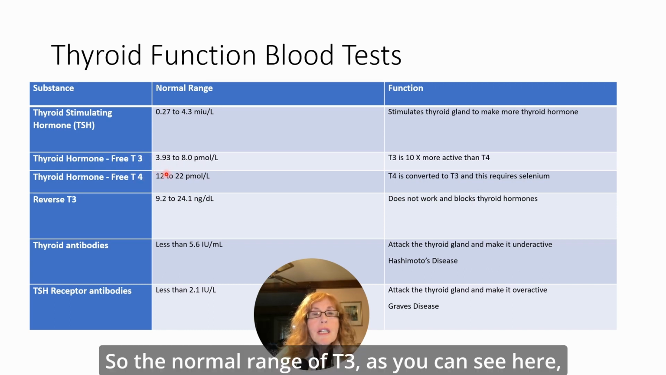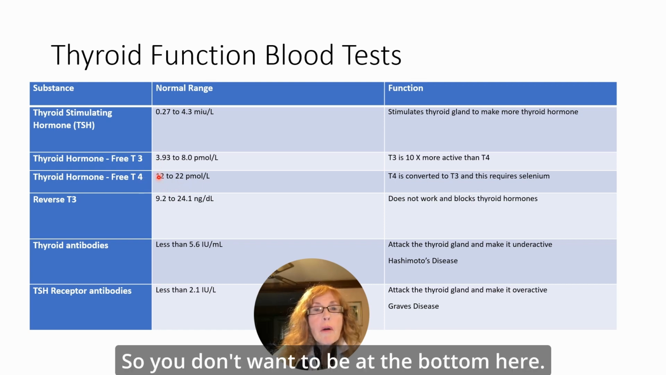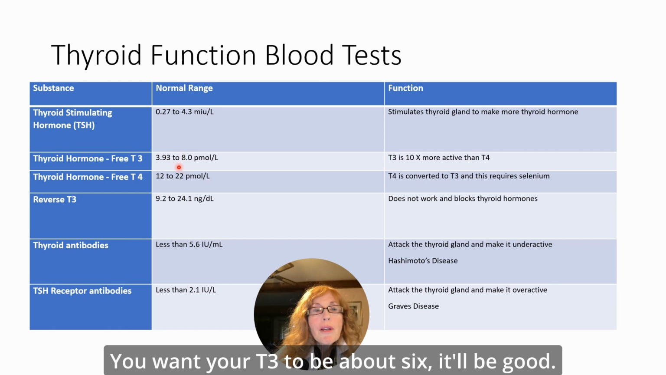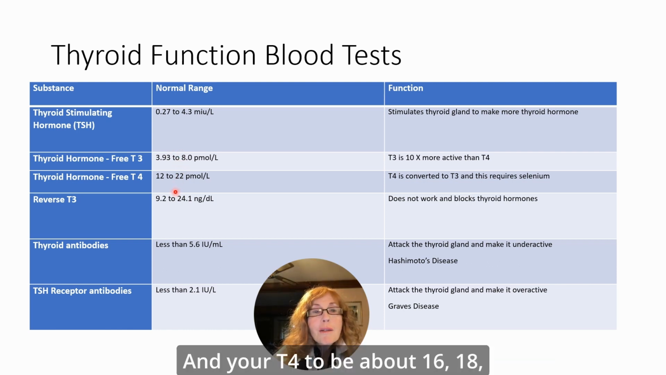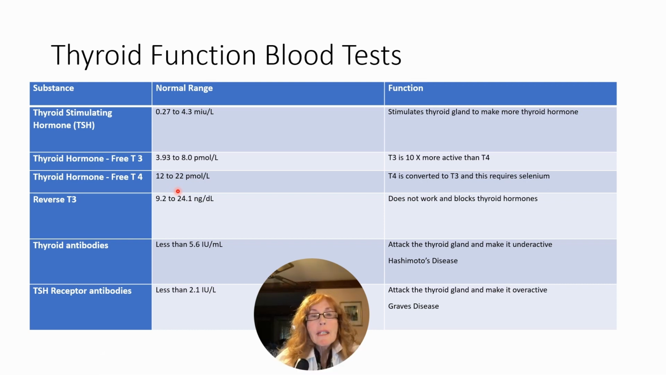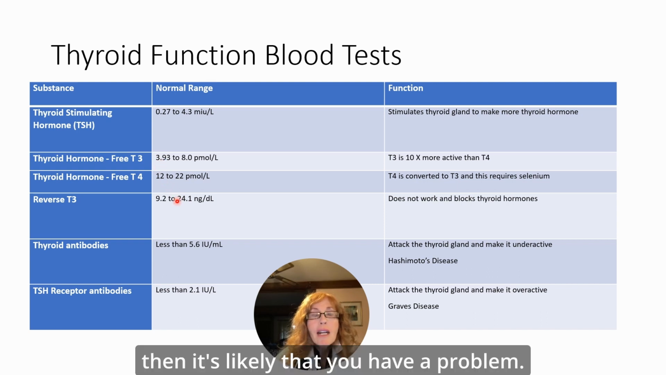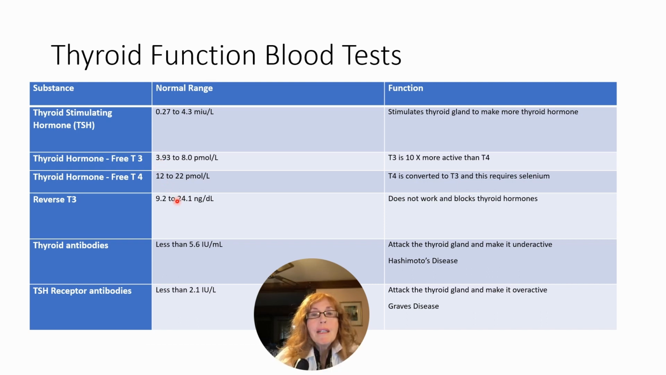So the normal range of T3, as you can see here, is up to 8, and the T4 is up to 22. So you don't want to be at the bottom here. You want to be in the middle. You want your T3 to be about 6 would be good, and your T4 to be about 16, 18, somewhere in the middle of the normal range. If it's at the bottom of the normal range here, then it's likely that you have a problem.